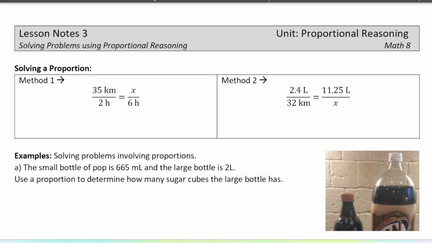Okay, this is called a proportion. I have two examples here in these two boxes. A proportion is when you have two rates or ratios that are equivalent or equal to one another. And oftentimes in these problems, you're going to be missing one of the values.